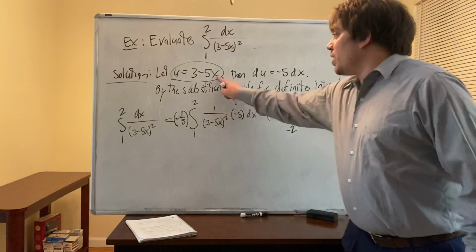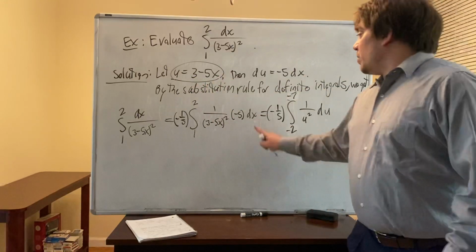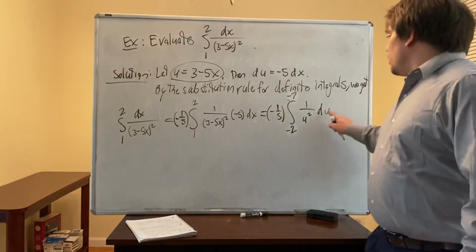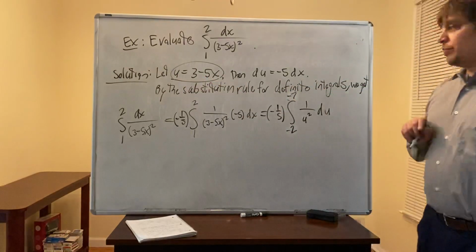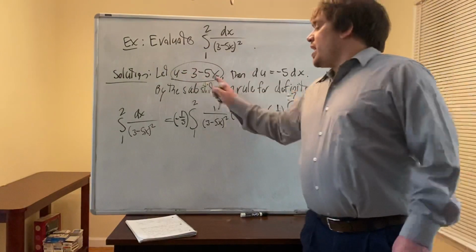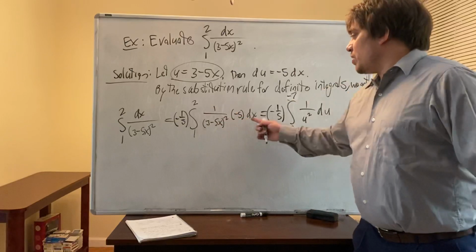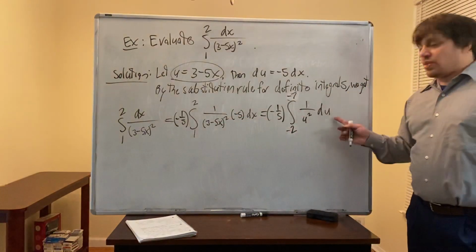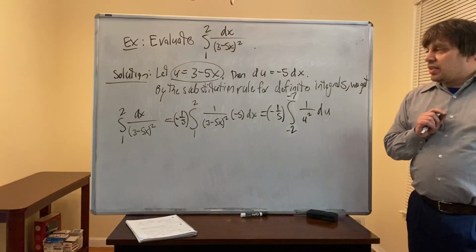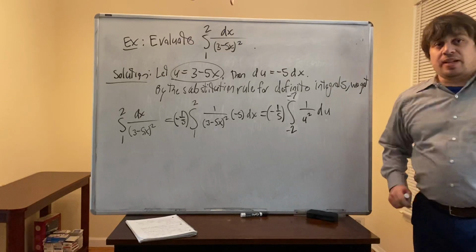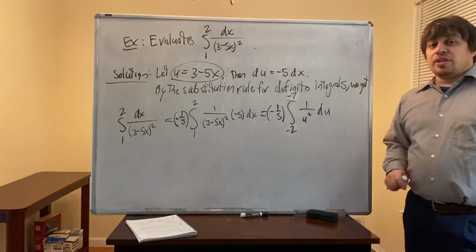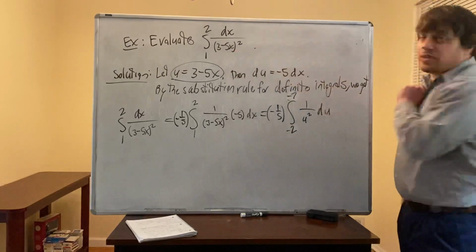So when x is 1, you get u is negative 2. When x is 2, you get u is negative 7. So this equation relating u and x tells you for these limits of integration using x, you get these limits of integration using u. Okay, that's the one additional thing you add on to the u substitution for indefinite integrals when doing u substitution for definite integrals.